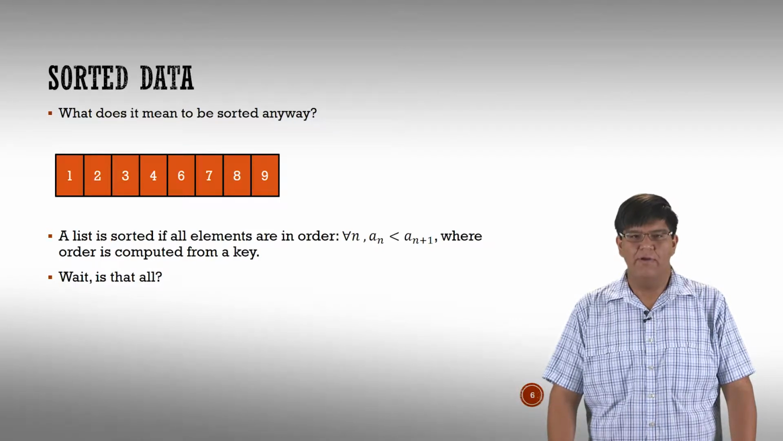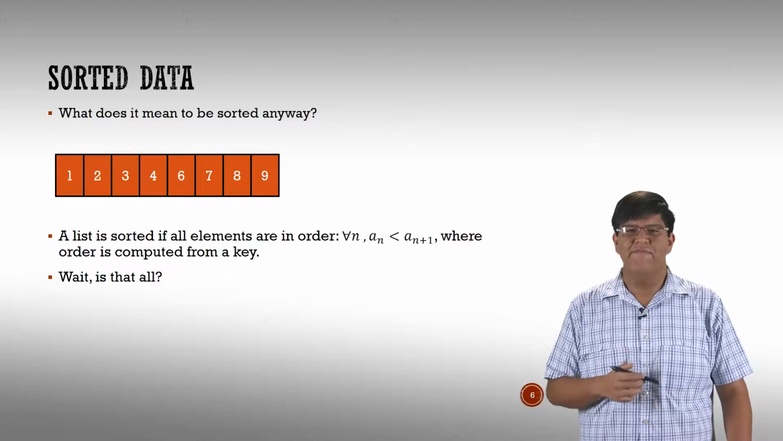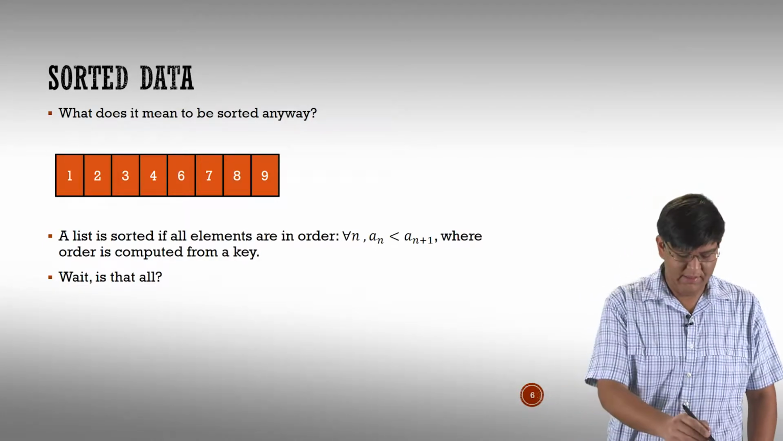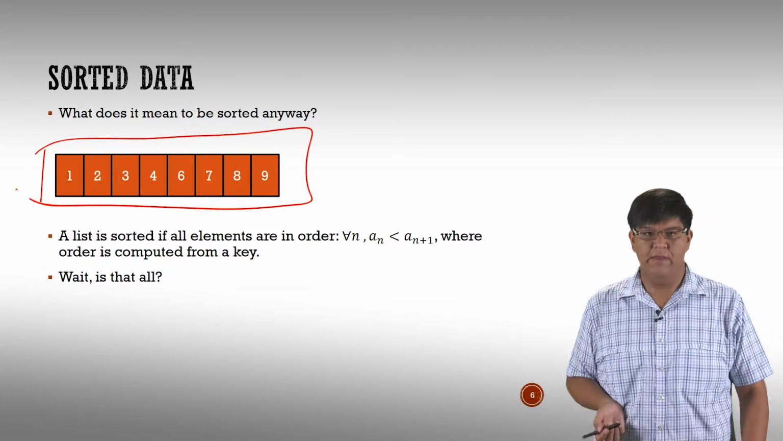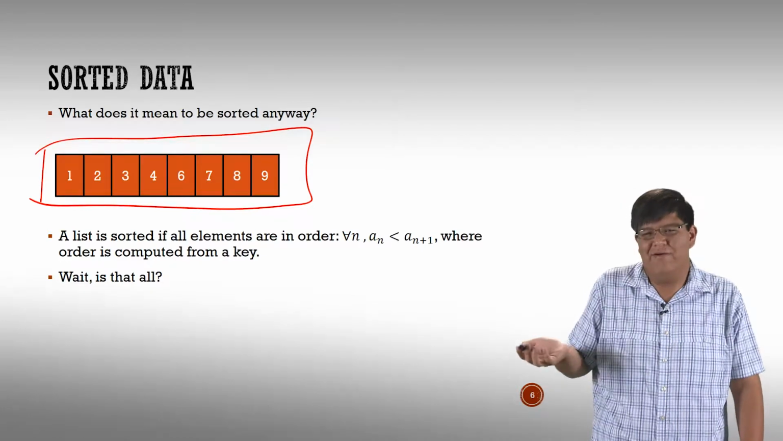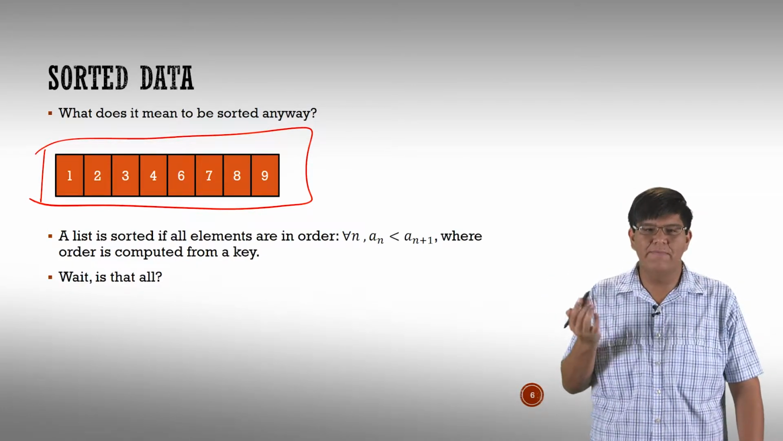In this video, I want to talk about the idea of sorted data. So here's a question for you. What exactly does it mean for something to be sorted anyways? So here I have on my slide the sample array. It has a bunch of data in it, 1 through 9. It's sorted, right? You look at it and you're like, oh, it's sorted, but what does that mean? What does it mean?